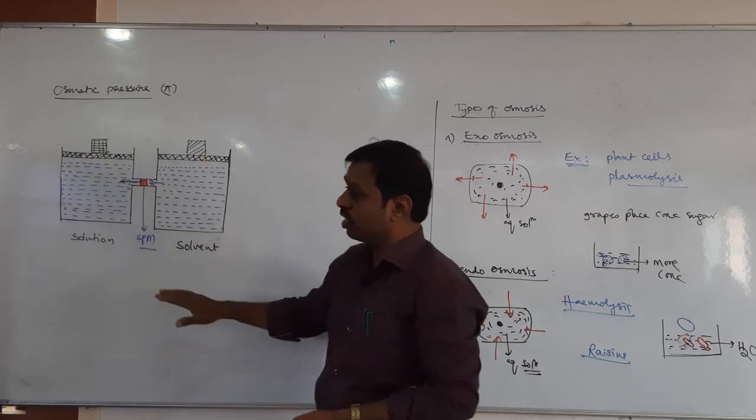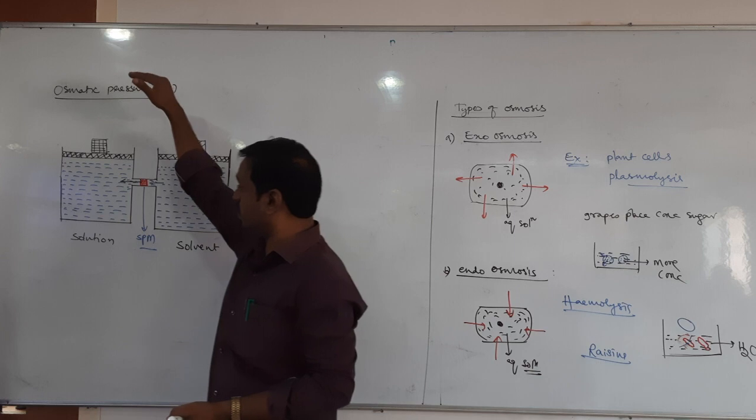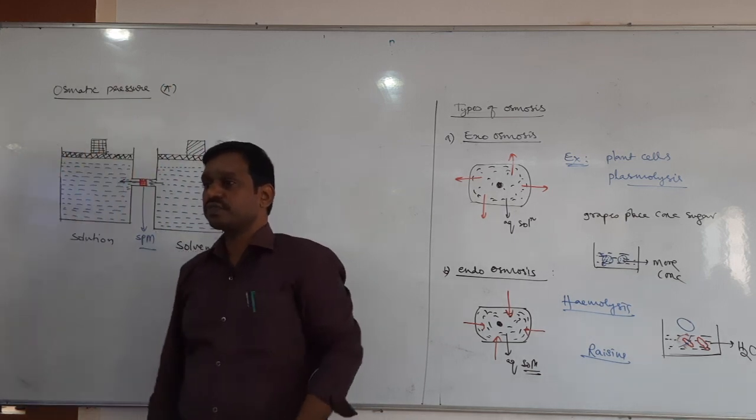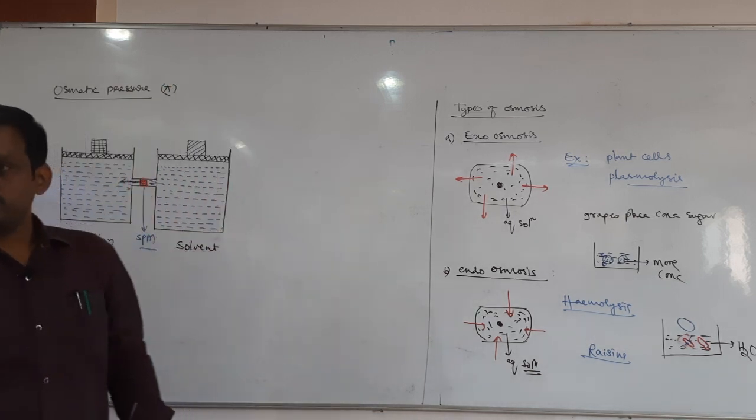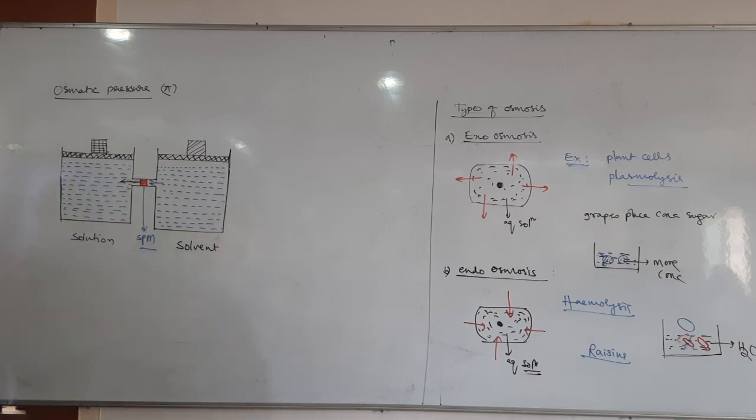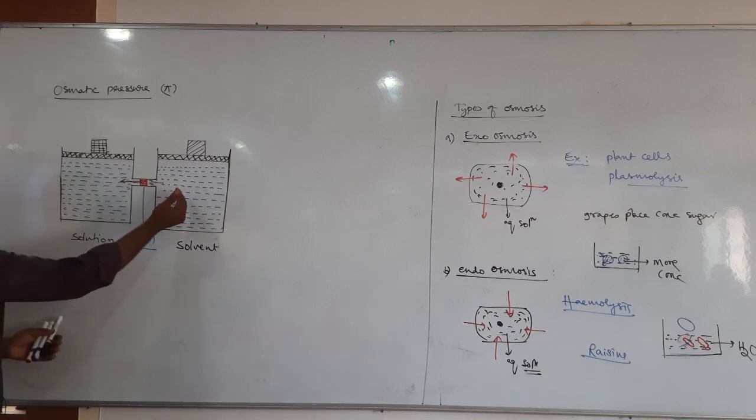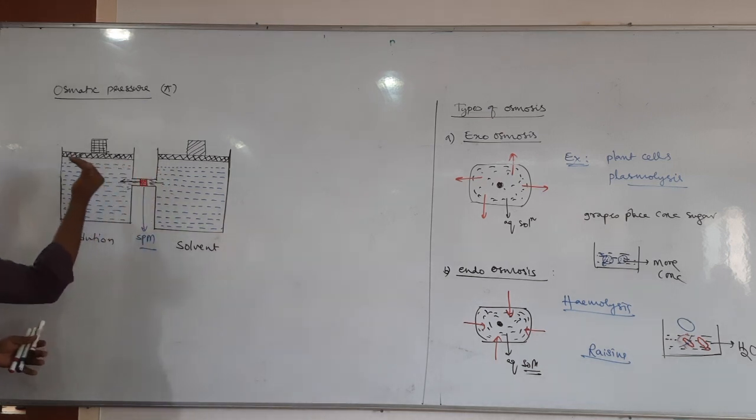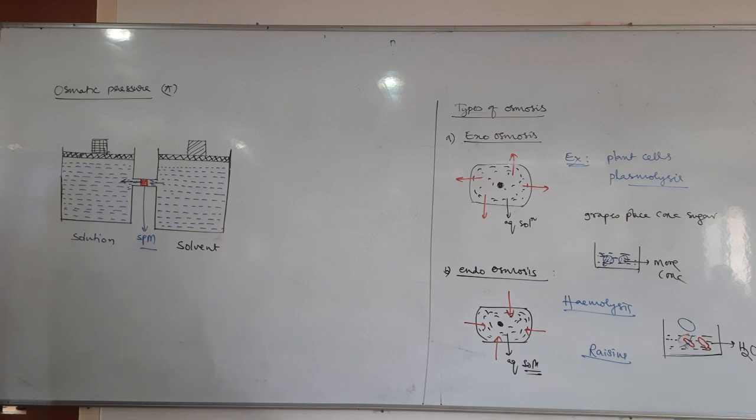In order to stop the osmosis, how much pressure is needed? That pressure is called osmotic pressure. Therefore, the definition of osmotic pressure is the pressure which must be applied on the solution to prevent osmosis, or to prevent the flow of solvent molecules from the solvent compartment to the solution compartment through the semi-permeable membrane.